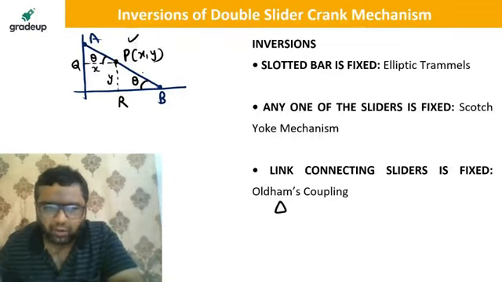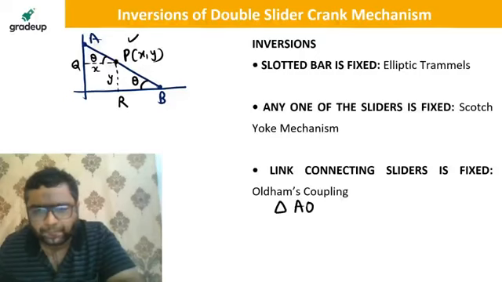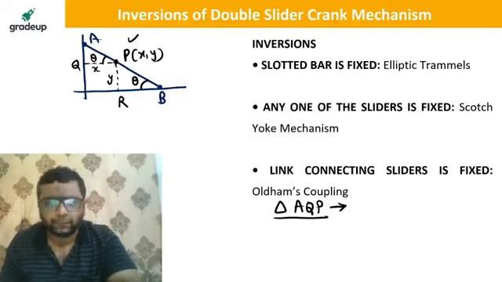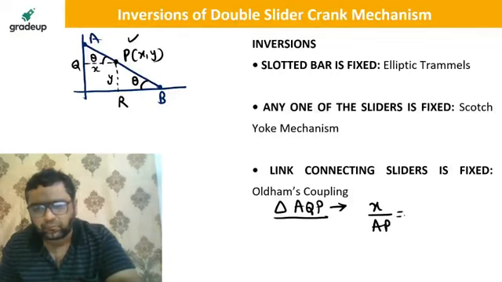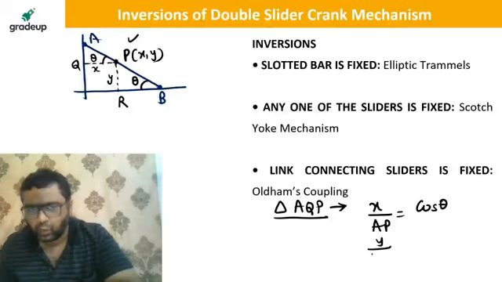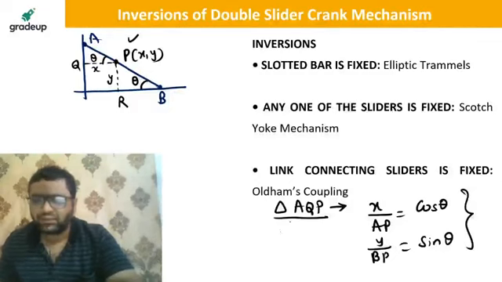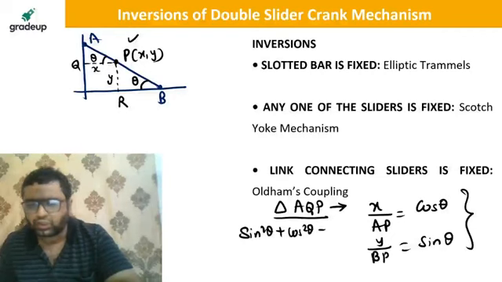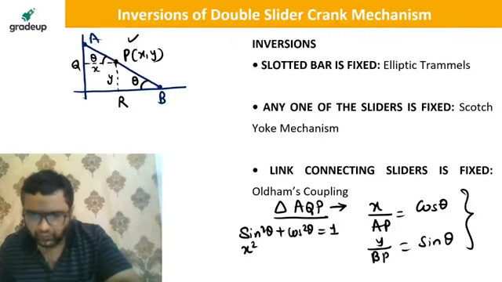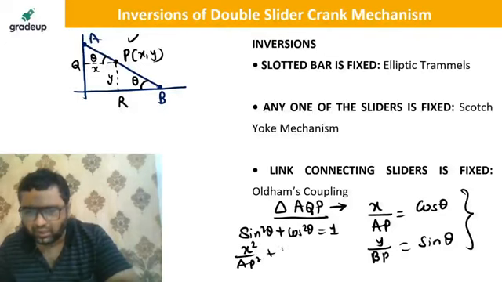So my dear, let us take the triangle AQP. In this triangle AQP, you can write x by AP is cos theta, y by BP is sin theta. You know that by trigonometry sin square theta plus cos square theta is equal to 1. So x square by AP square plus y square by BP square is equal to 1.